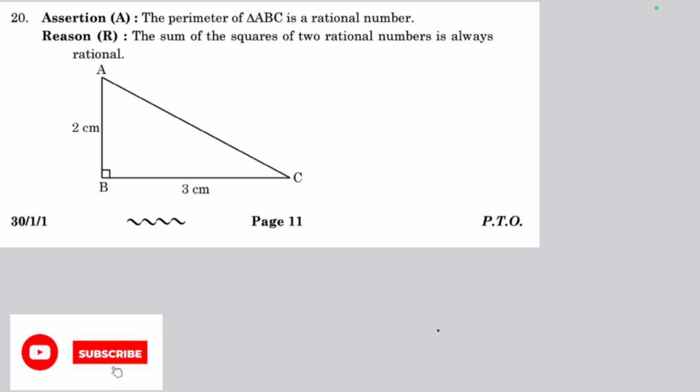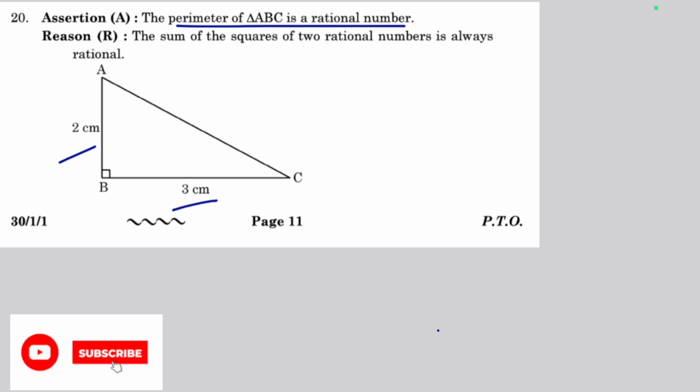Okay, now we have the last question of the short answer part, that is MCQ and objective type questions. Here, the assertion is: the perimeter of a triangle ABC is a rational number. We have been given one triangle here, where the perpendicular is 2 cm and the base is 3 cm.